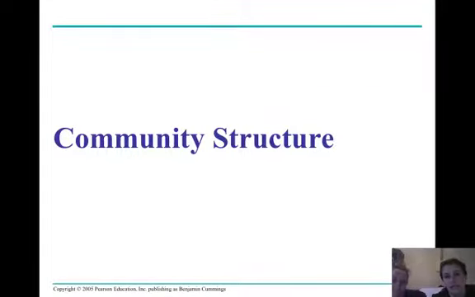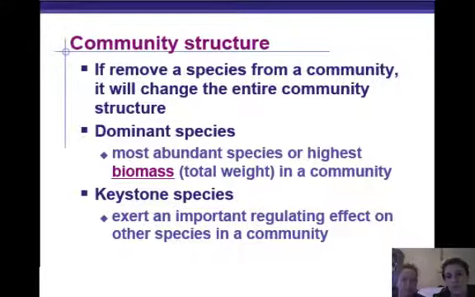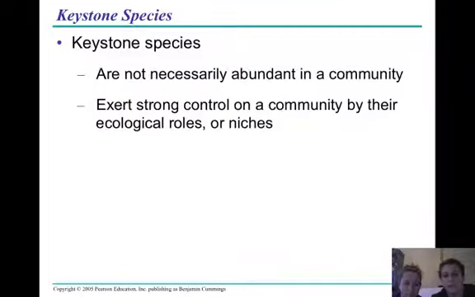Alright guys, we're going to quickly discuss community structure. If you remove a species from a community, it will change the entire community structure. So there are dominant species, which is the most abundant species or highest biomass in the community. So a lot of times, for example, in the rainforest, certain plants would have the greatest biomass. Now sometimes it may be different types of organisms, but it's the one that has the total weight in the community. Keystone species exert an important regulating effect on other species in the community, and we'll go into keystone a little bit more in depth.